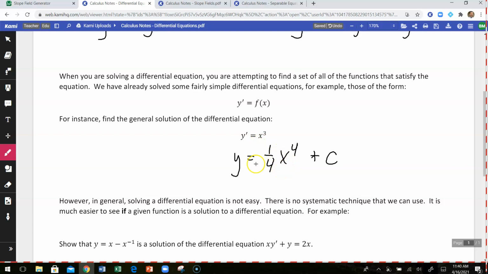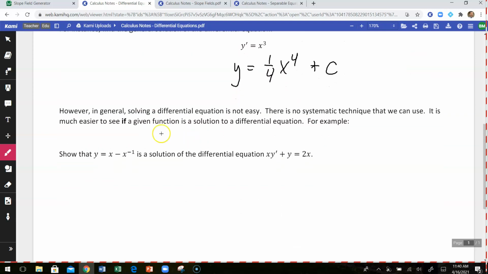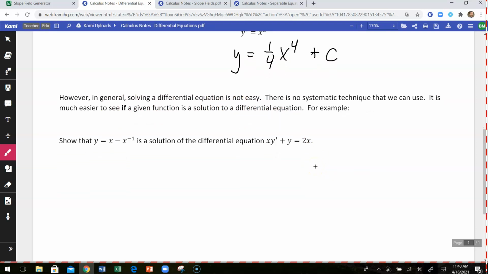My answer is an equation that makes this true. And any equation that makes that true, in this case, I have an infinite number of those. As long as I have some constant c, you know, c could be 0, c could be negative 1 million, it could be 0.125, whatever that happens to be, all of those are solutions to this differential equation. All right, so in general, solving a differential equation is not an easy task to do. So therefore, it's much easier to check to see if a function is a solution to a differential equation.